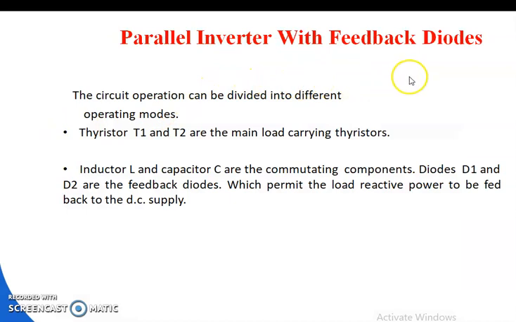The parallel inverter with feedback diodes. The circuit operation can be divided into different operating modes. Thyristors T1 and T2 are the main load carrying thyristors. The inductor L and capacitor C are the commutating components. Diodes D1, D2 are the feedback diodes which permit the load reactive power to be fed back to the DC supply.